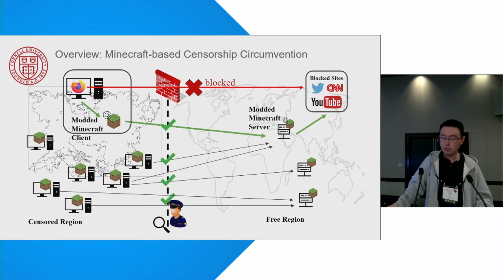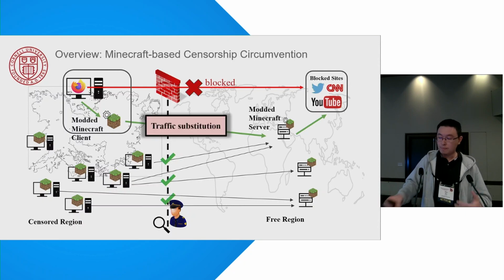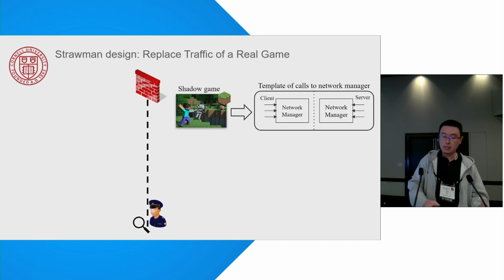Here's an overview. A user in the censored region accesses blocked content by tunneling data through a covert channel provided by modded Minecraft. Let's consider a strawman design that follows existing approaches which use deterministic models to shape network traffic to look like unmodified application traffic.